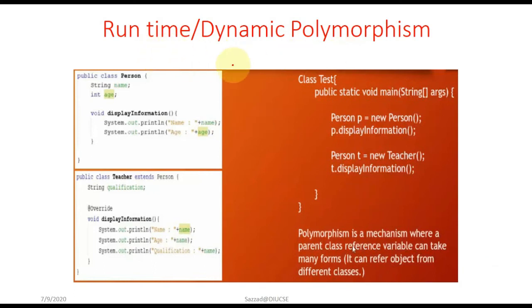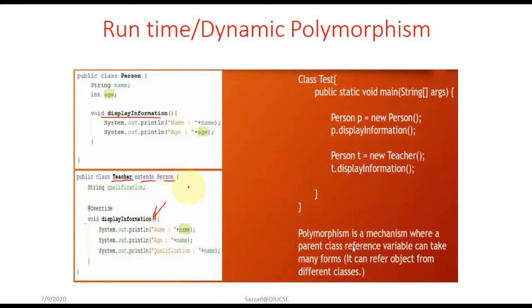So runtime or dynamic polymorphism. You can see there is a class, which is the Person class, and there is a method in the Person class which is display information, and then there is another class which is Teacher extends Person. That means Teacher is a child class and Person is a parent class. Now when Teacher declares a method with the same name, it should have the same return type and the same number of arguments, then we can say that it is overridden. You can see there is the same return type and the same number of arguments, in this case zero arguments.